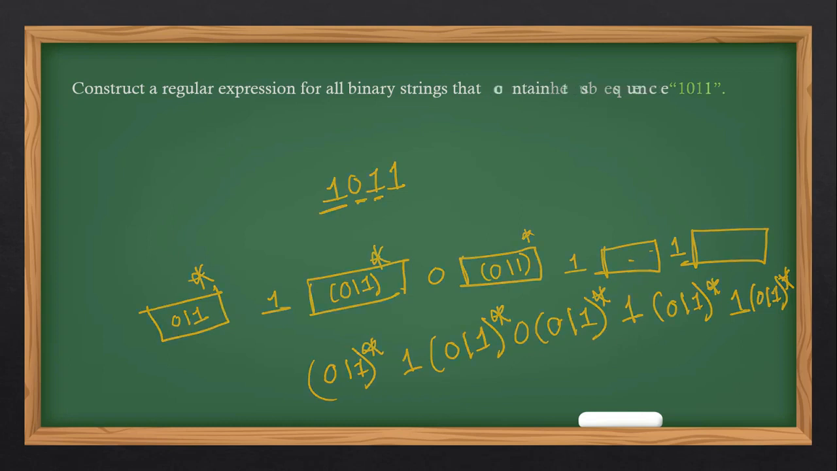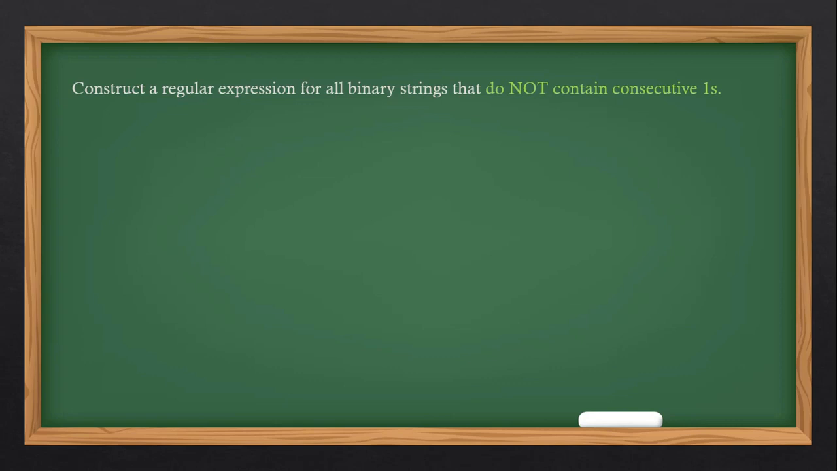Alright, so next example. We want all the binary strings that do not contain consecutive ones, so the string cannot have two ones side by side. This is a little different from what we have seen so far, so to solve this, let's look at the expression of all binary strings.